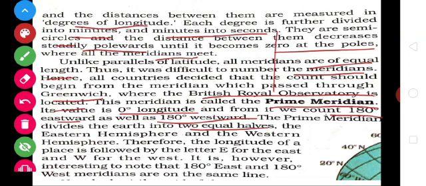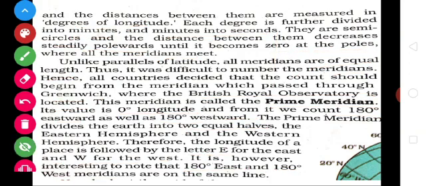Therefore the longitude of a place is followed by the letter E for east and W for west. It is interesting to note that the 180 degree east and 180 degree west meridians are on the same line.